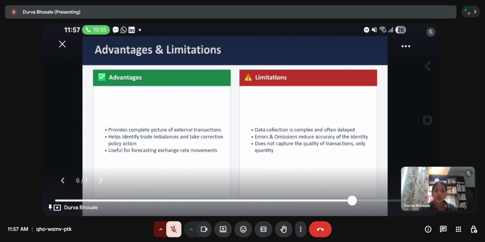Now let us move forward to the limitations of balance of payments. The limitations of balance of payments are: number one, data collection is often a tedious and a complex process, often leading to delays. Number two, errors and omissions reduce the accuracy of the identity. And number three, it doesn't capture the quality of transactions, rather just the quantity of it.